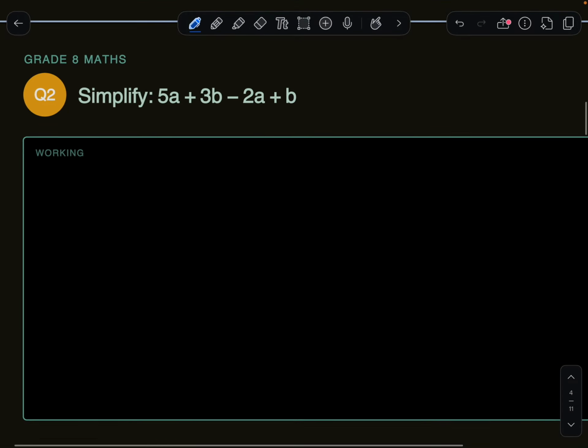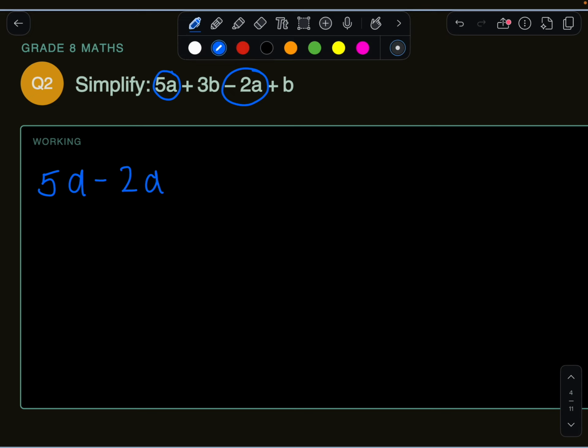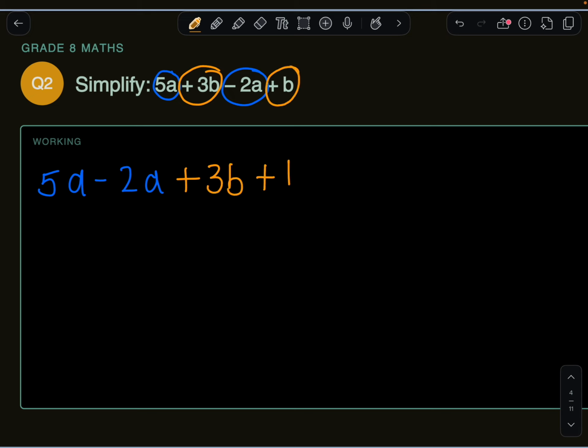Let's look at what else we can get asked. Another simplifying one. Here we've got a's and b's. So we are going to add our a's together: 5a minus 2a. And then let's do our b's in a different color: 3b add b. Remember, if it's just b like this, it's 1b, but they never write the 1.